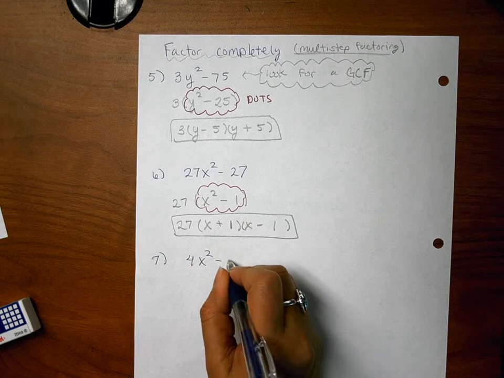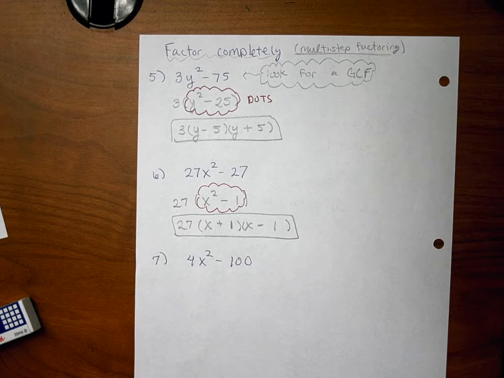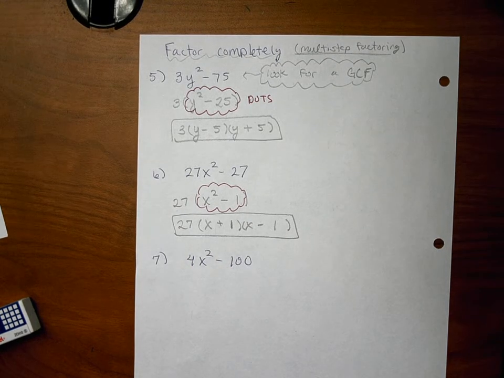Okay, number 7. 4x squared minus 100. I want you trying that one on your own. Come into class ready with questions and ready to get that one worked out. That is it for this lesson.